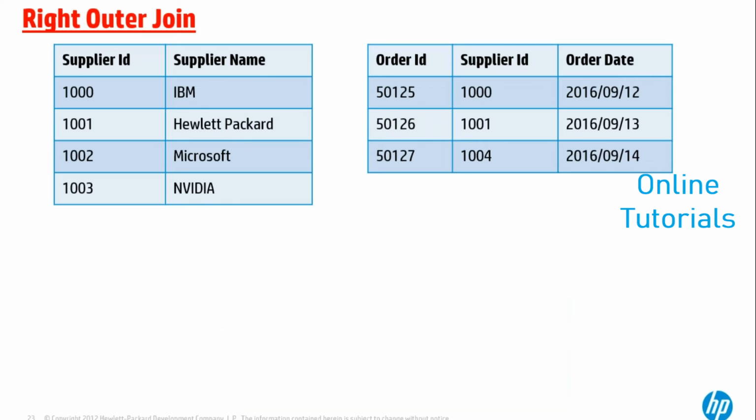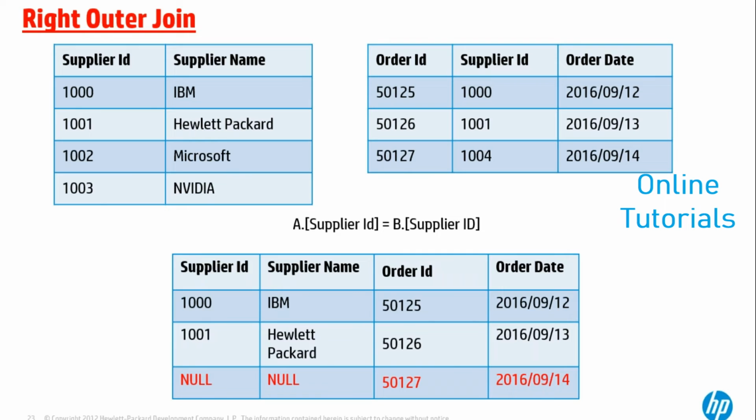This is your right table. So which is your right table here? Right outer, it will display 1000, 1001, and 1004 if we do a right outer join on the basis of the supplier ID. So what is your supplier ID and supplier name here? Supplier ID is 1000, 1001. No, 1004 is not available in the table.